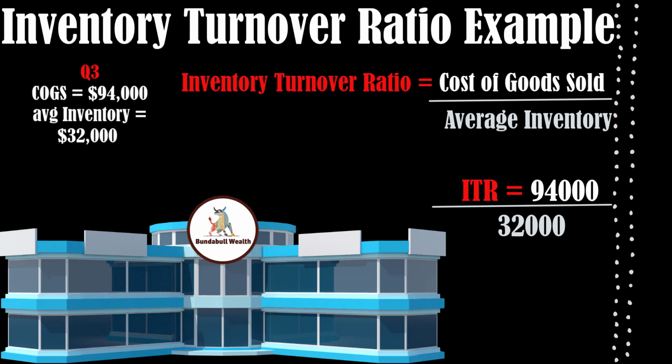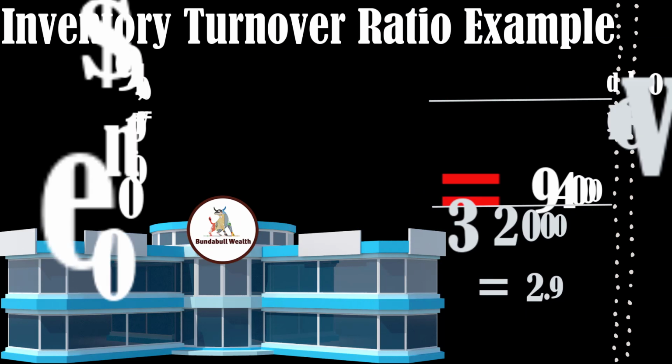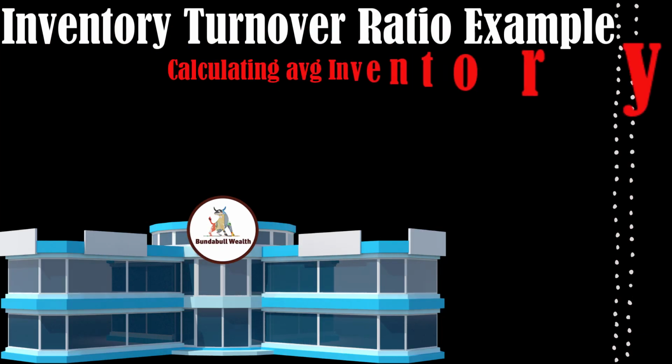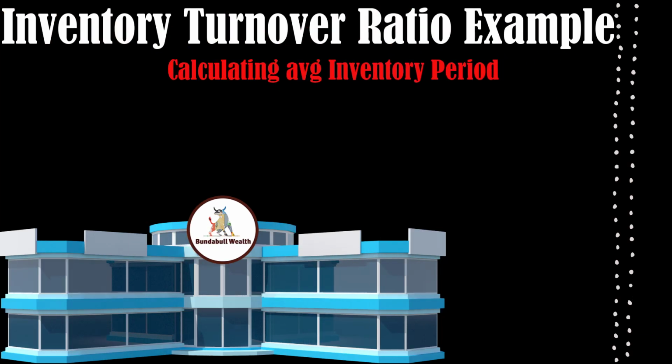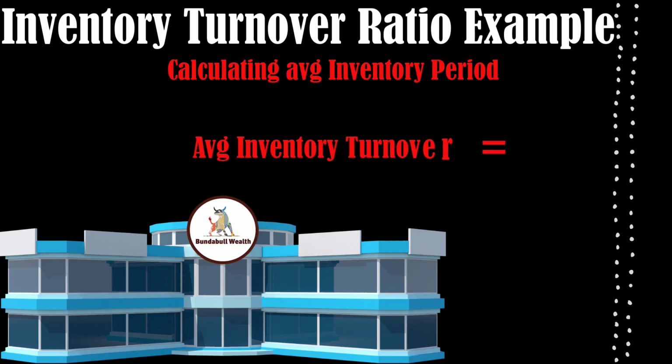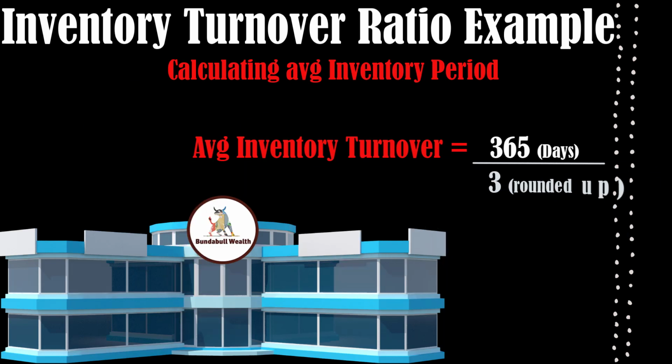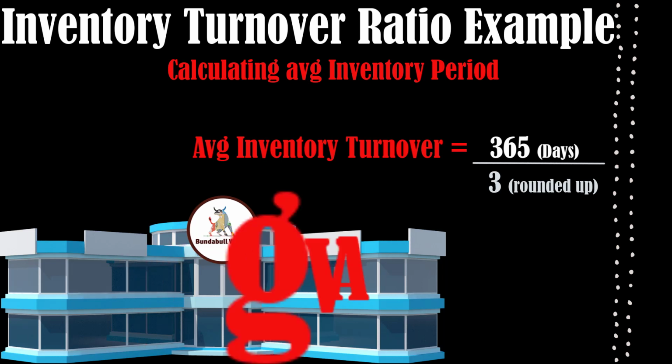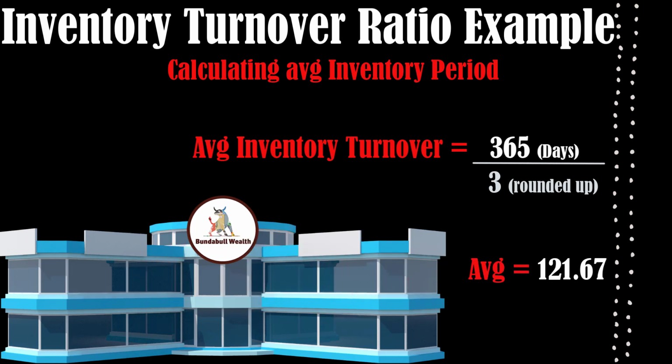In the second example, we'll use the same company in the same scenario as above, but this time compute the average inventory period, meaning how long it will take to sell the inventory currently on hand. We already know the inventory turnover ratio is 2.9. To calculate how many days it will take to sell the inventory on hand at the current rate, we divide 365 days in the year by 3, which equals 121.67 days.